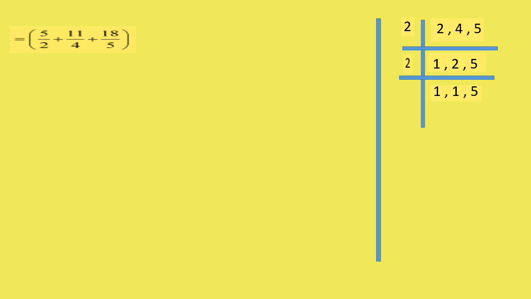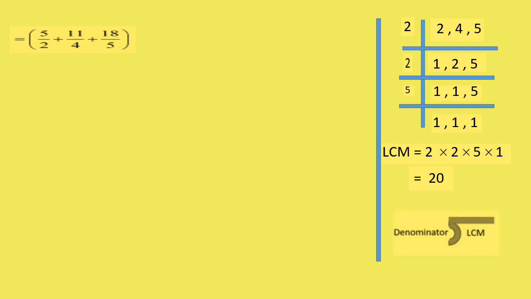So here I got 2 1s. Only one number is there, 5. So again I will divide by 5. 1 is not in the table of 5, so I will write 1 as it is, and 5 1s are 5. I'll write here like this. So 1 1 1 has come. So our process is finished. Now write the LCM. LCM is equal to 2 into 2 into 5 into 1. 2 2s are 4, 4 5s are 20, 20 into 1, 20. So LCM is 20.